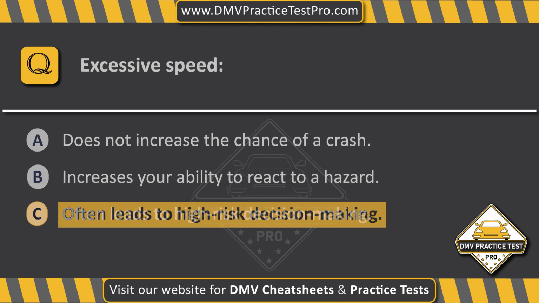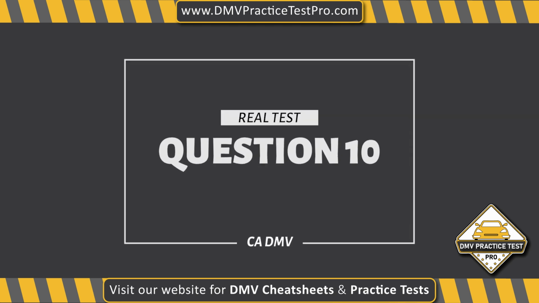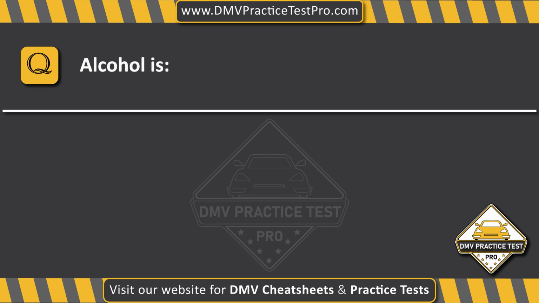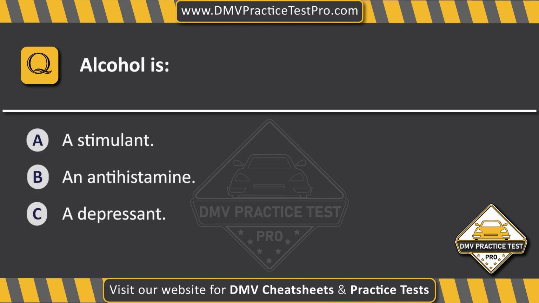Question 10. Alcohol is Option A, a stimulant. Option B, an antihistamine. Option C, a depressant. The correct answer is Option C, a depressant.